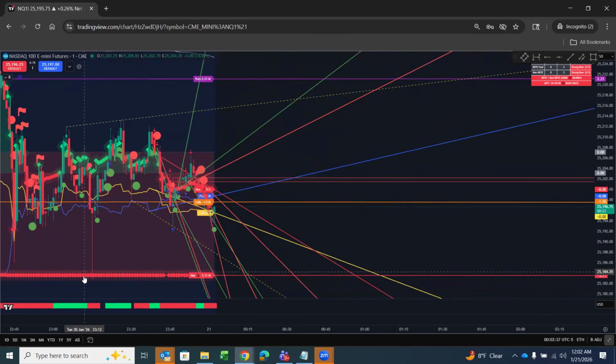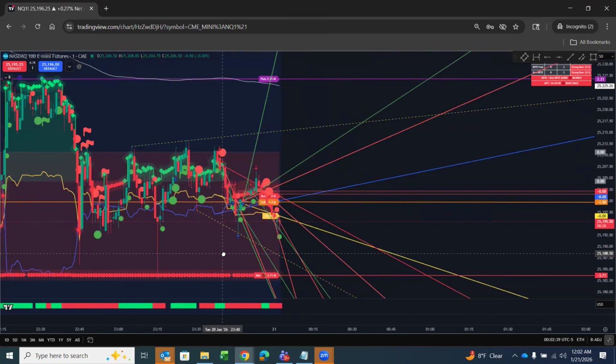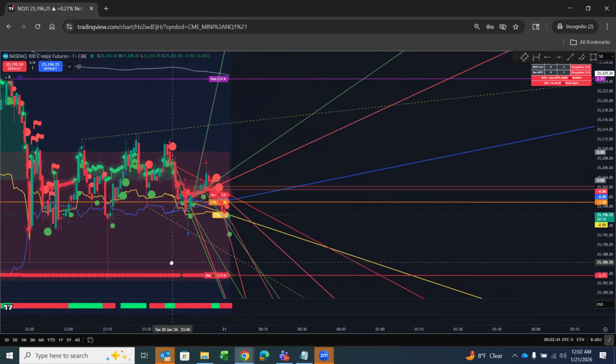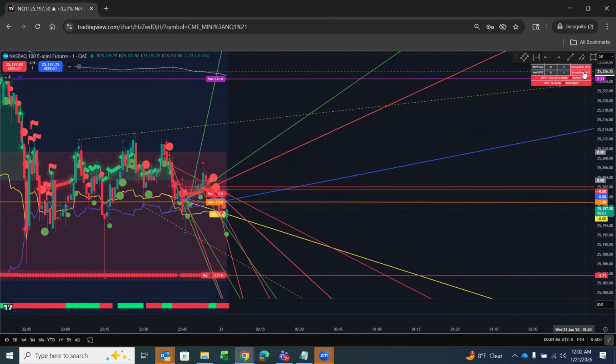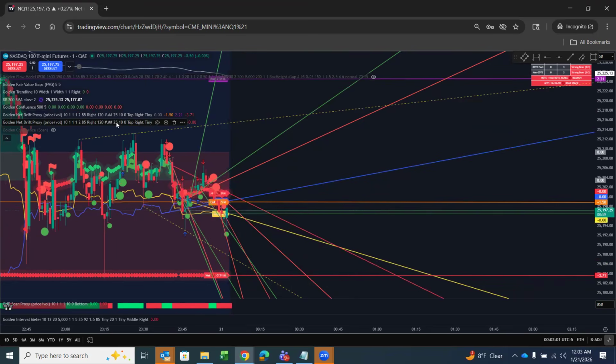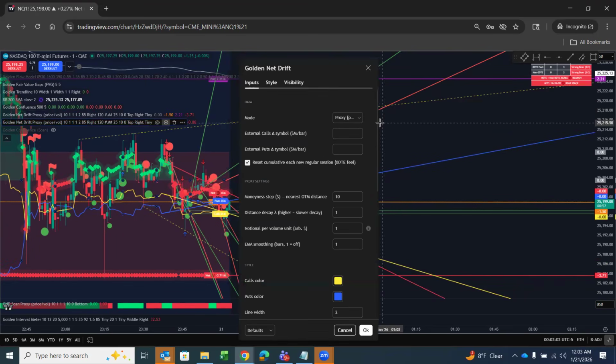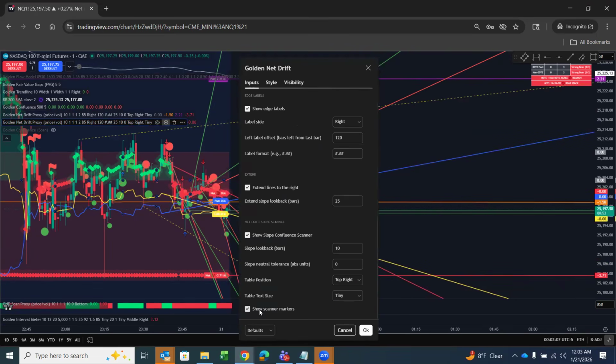So technically, this has been satisfied in my opinion, and we should be trying to go up and touch this put wall here. We have a megaphone pattern, so anything can happen. We really want to see price open up above this call wall before we go long, and it's so early. The trend's still bearish, and our scanner, which is part of the Golden Net Drift indicator at the bottom, looks like it's showing bearishness on the current and the multi-time frame.